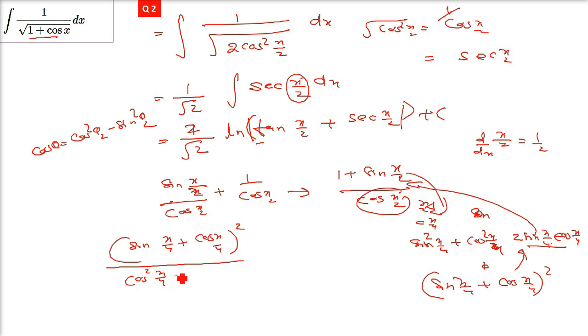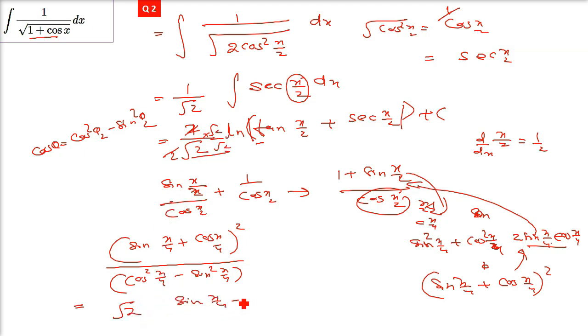So cos x/2 is cos square x/4 minus sin square x/4, since half of x/2 is x/4. Now this is a square minus b square, (a minus b) into (a plus b). Multiply numerator and denominator by root 2. So what are you going to get? You will get only root 2.